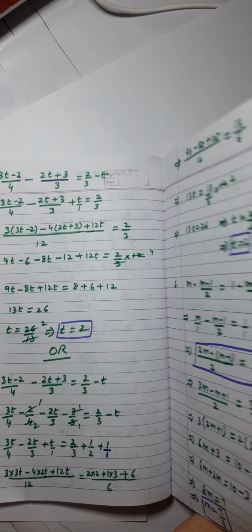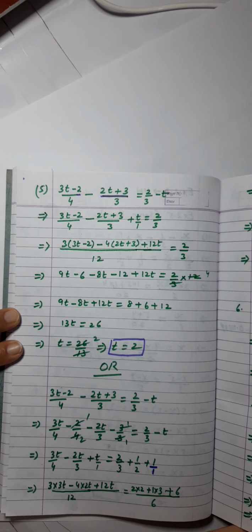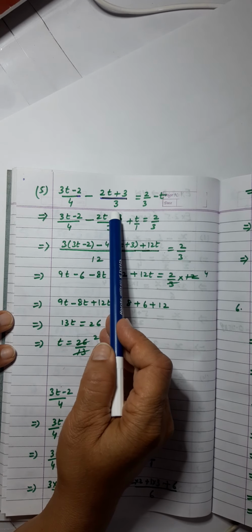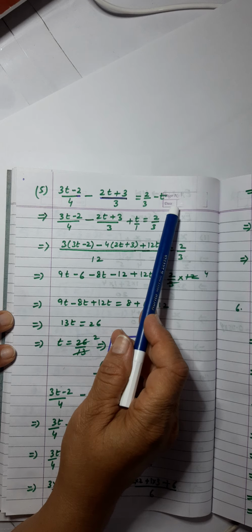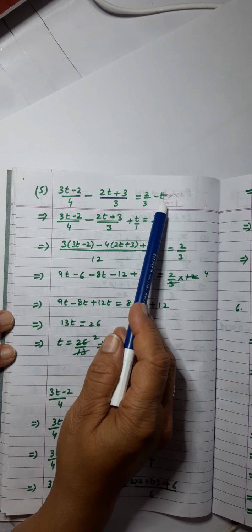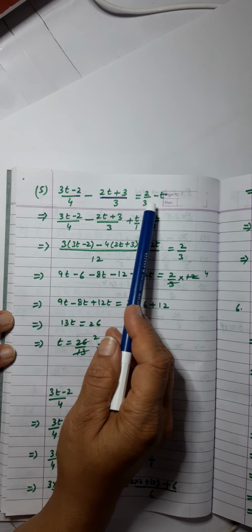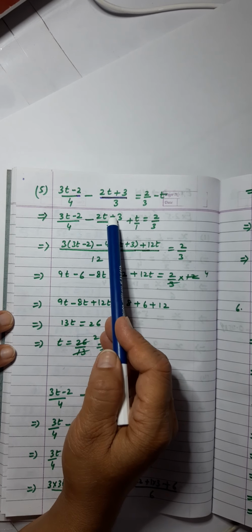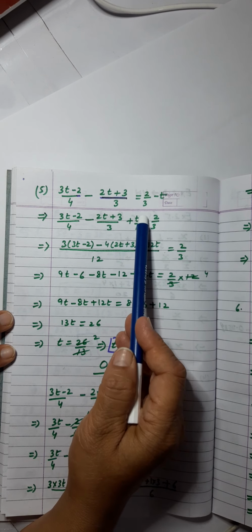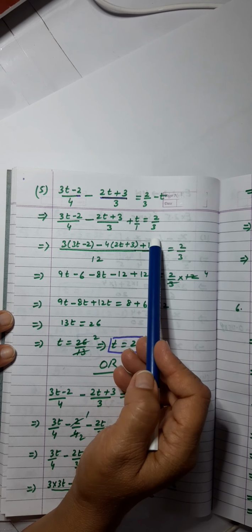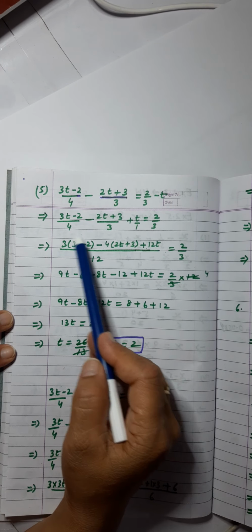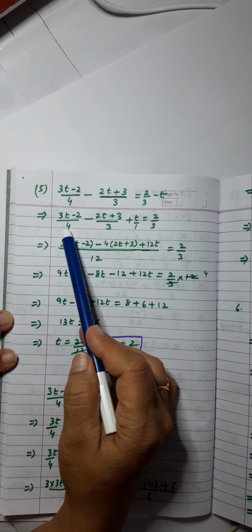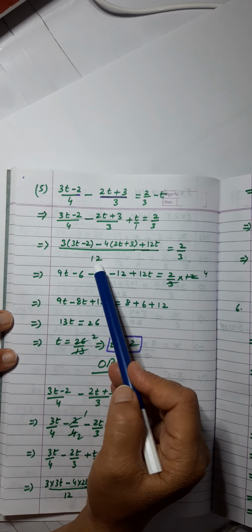One more example. 3t minus 2 upon 4 minus 2t plus 3 upon 3 is equal to 2 upon 3 minus t. Notice carefully, I will bring t on this side. So this implies 3t minus 2 upon 4 minus 2t plus 3 upon 3 plus t upon 1 is equal to 2 upon 3. I can take out the LCM of these and solve it in a combined form, right? So the LCM of 4, 3 and 1 will be 12.